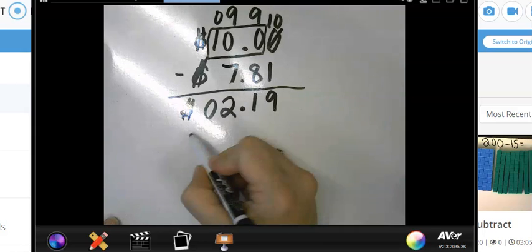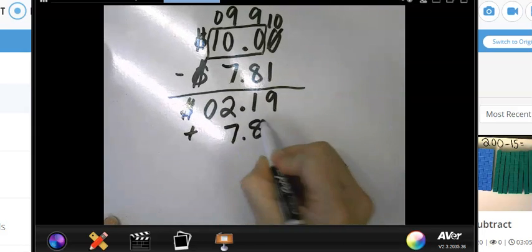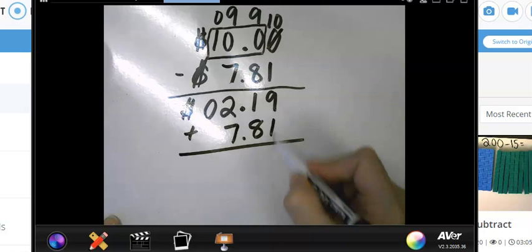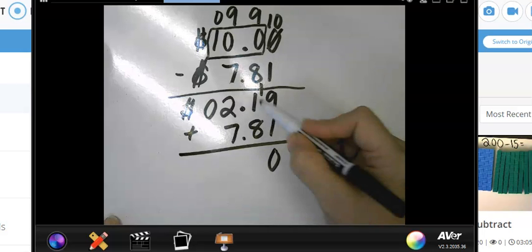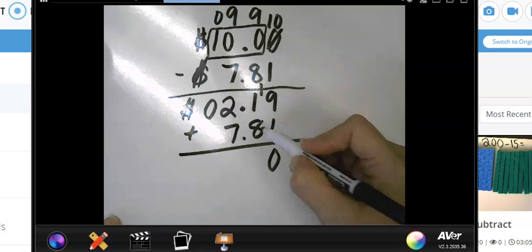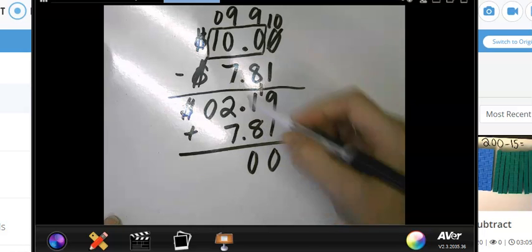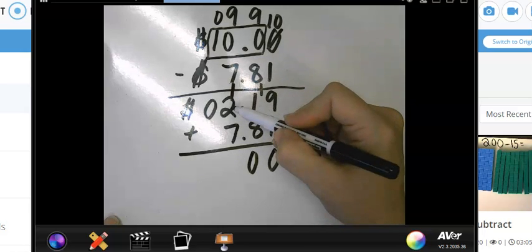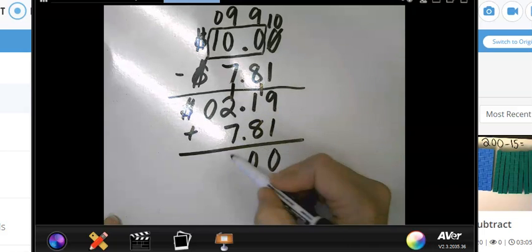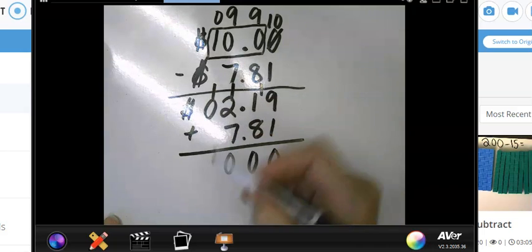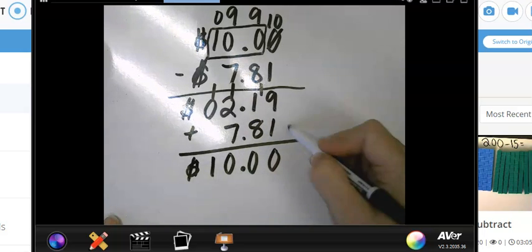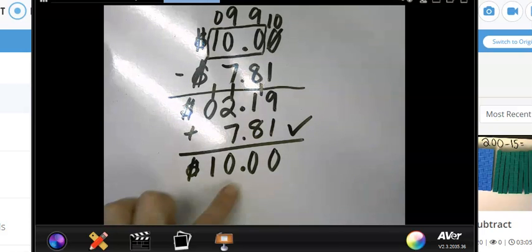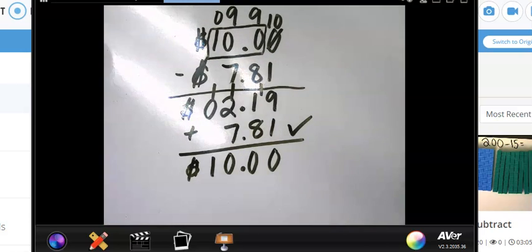I can check it just to make sure we got this right by adding it back, and hopefully we have the original number. 9 plus 1 is 10. I'm carrying that 1. 1 plus 1 is 2. 2 plus 8 is 10. I'm carrying that 1. 1 plus 2 is 3, and 3 plus 7 is 10. Again, carry that 1. 1 plus 0 is 1. Drop down my decimal, and yes, we got this correct because we got back to that original 10 that we started with.